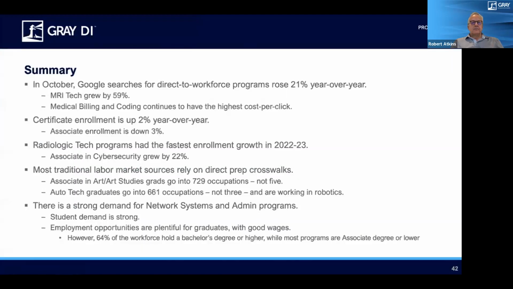So let me summarize. In October, Google searches for direct workforce programs rose 21% year over year. MRI Tech in particular was our fastest growing program, up 59%. Medical billing and coding continues to be an expensive program to market with the highest cost per click. Certificate enrollment was up 2% year over year. Finally, we're seeing some growth. And associate enrollment was down a little bit. I hope that Google search is an indicator that that's going to start to turn around in the near-term future.